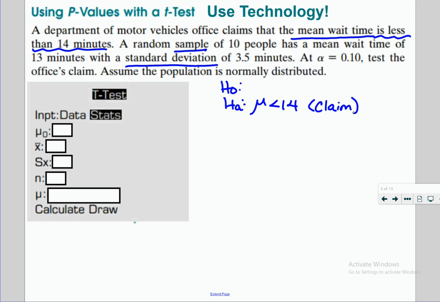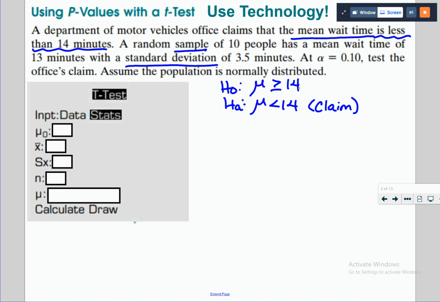Is that for me or somebody else? All right, Aiden and Matt. If the alternative is less than, what's the null? The mean is greater than or equal to 14.